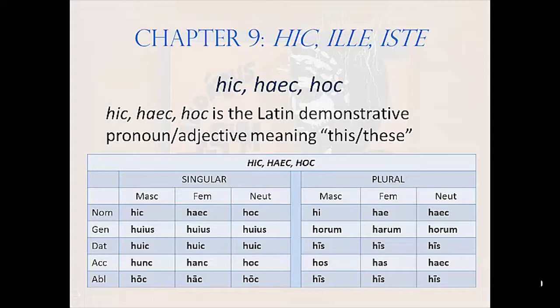And now the plural. Hi, hae, haec, horum, harum, horum, his, his, his, hos, has, haec, his, his, his. Need I importune you, as I always do, to recite these forms until they are seared into your brain, like overdone meat? Come on! Hic, haec, hoc, huius. That's right. Keep doing it.